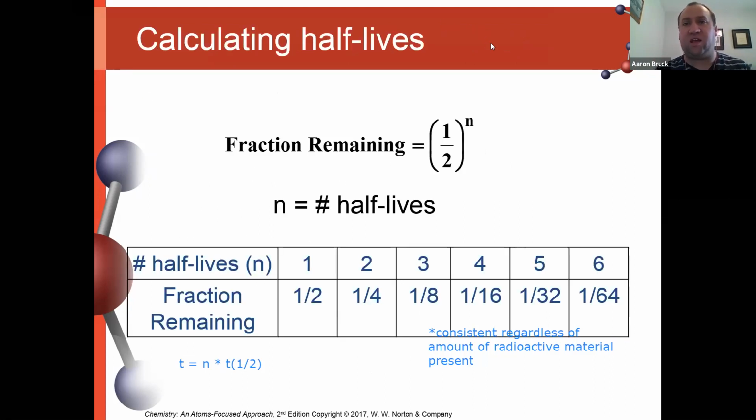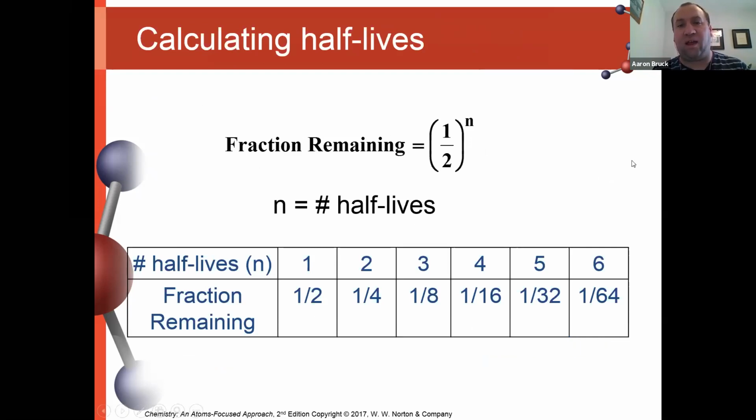So when it comes to calculating half-lives, we can calculate the amount that is left over by simply taking 1/2 and raising it to the power of n, the number of half-lives. And so after 1 half-life, we'll see that half of the sample is remaining. After 2 half-lives, we'll see that 1/2 squared, or 1/4 of the material is remaining. After 5 half-lives, we'll have 1/2 to the 5th, or 1/32 of the sample remaining.